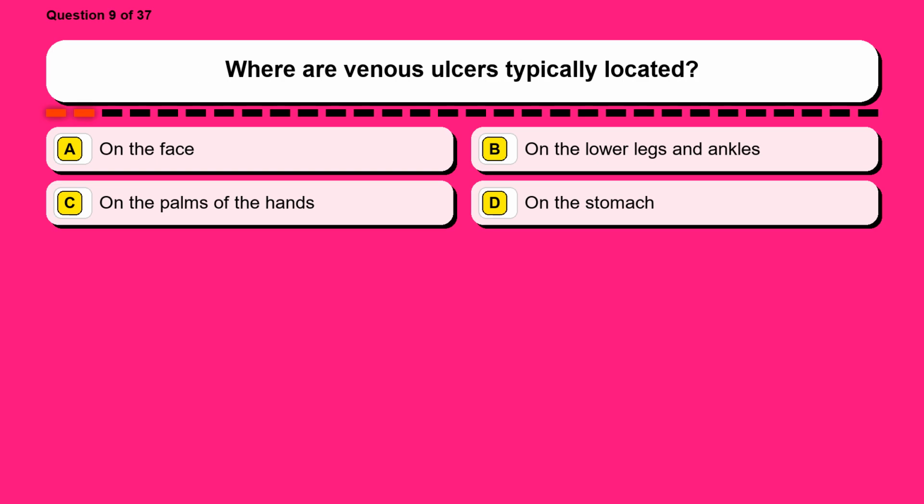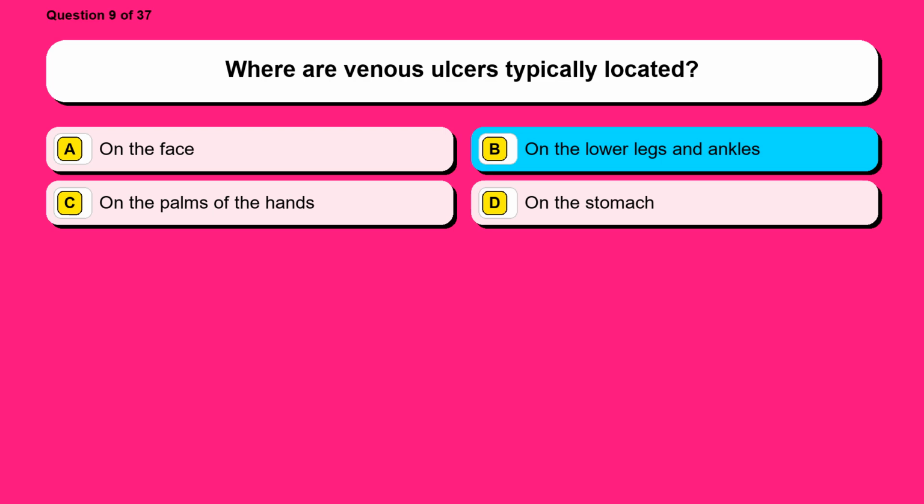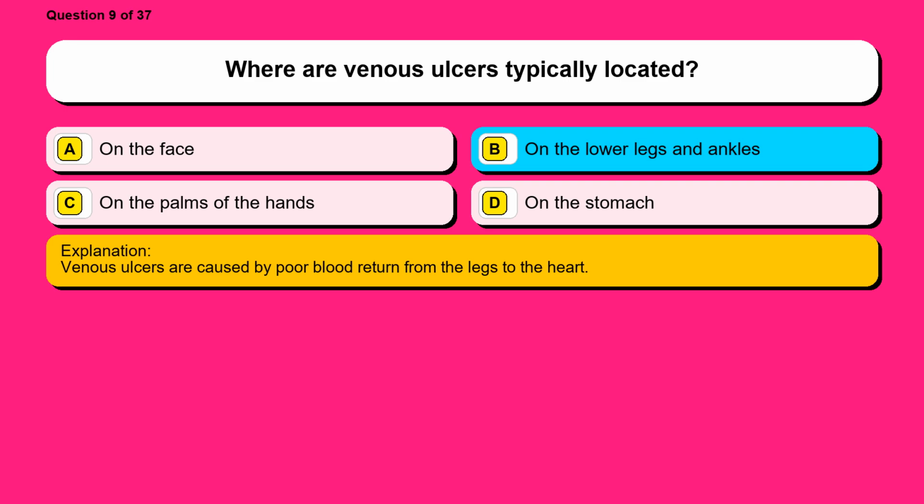Question 9. Where are venous ulcers typically located? Option A, on the face. Option B, on the lower legs and ankles. Option C, on the palms of the hands. Option D, on the stomach. The correct answer is option B, on the lower legs and ankles. Venous ulcers are caused by poor blood return from the legs to the heart.